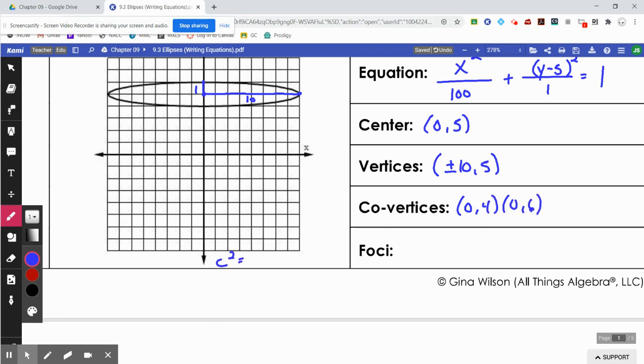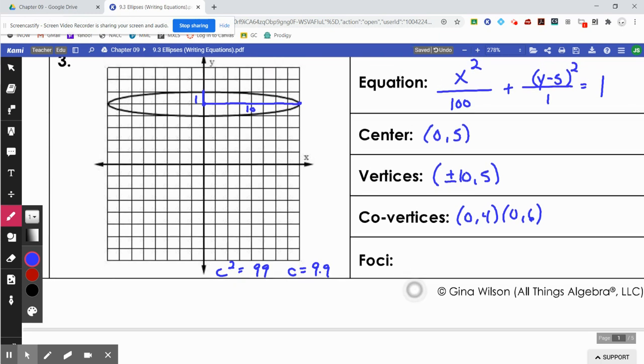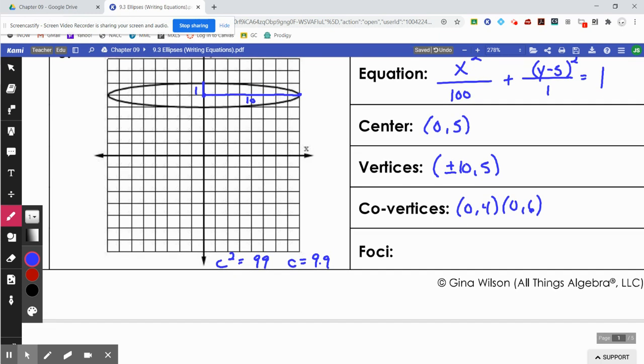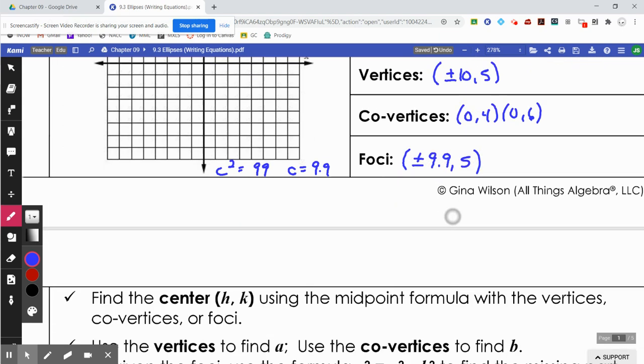C squared is equal to a squared minus b squared, which is 99 in this case. So therefore, C is going to be the square root of 99, which is about 9.9. So therefore, we're going to go right 9.9 and left 9.9. So our foci are going to be located at positive and negative 9.9, comma 5.